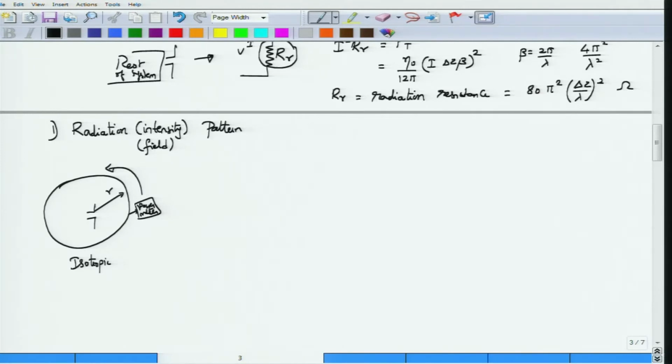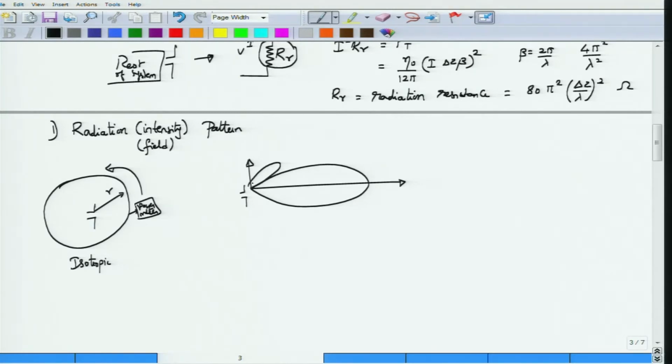Now, as I said, we have the radiation intensity pattern or radiation field pattern. One antenna could be isotropic, the other antenna could do something very interesting, where maybe power is going only in a particular direction. For this antenna, clearly the power would be maximum along this particular direction, and the power would be minimum, or in fact 0, along the wire of the antenna. So, if this is the antenna wire, then there would not be any power along that direction, whereas maximum power is there along the direction that is perpendicular to the wire axis. Maybe this is one antenna that you are interested in.